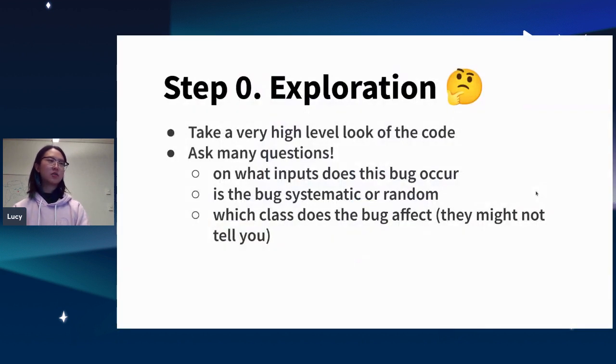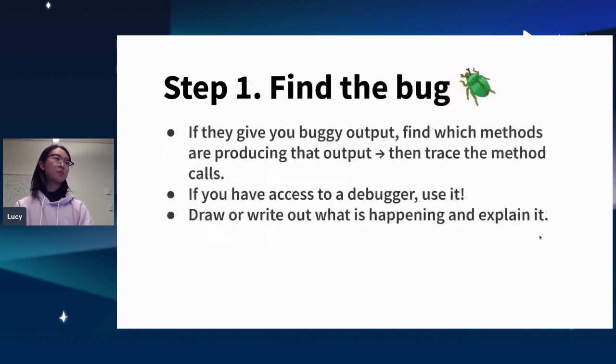So debugging is a little different. Here you want to take a high-level look at the code. Do not get too into the details, because you're going to spend too long looking at each line, and then you won't actually find the bug. So you want to ask as many questions as possible. Your interviewer might not be able to give you all the answers, but if you can determine, for instance, what inputs this bug occurs on, is the bug systematic or random, and which class the bug affects, it can really help you in finding the bug. So just ask as many questions as you can.